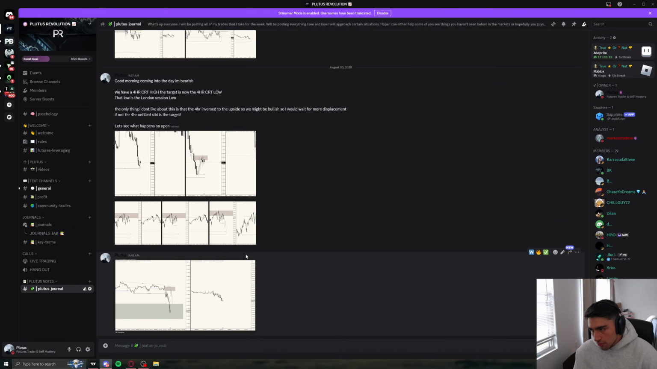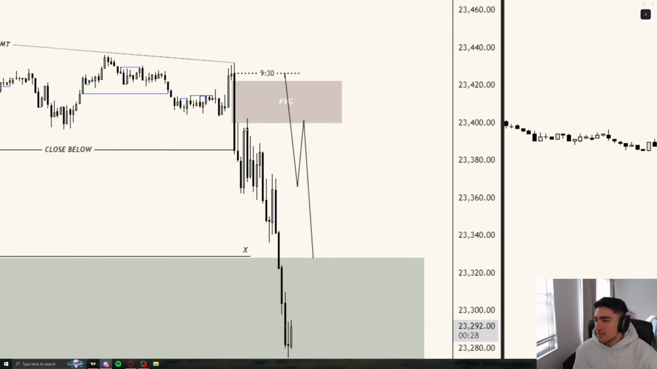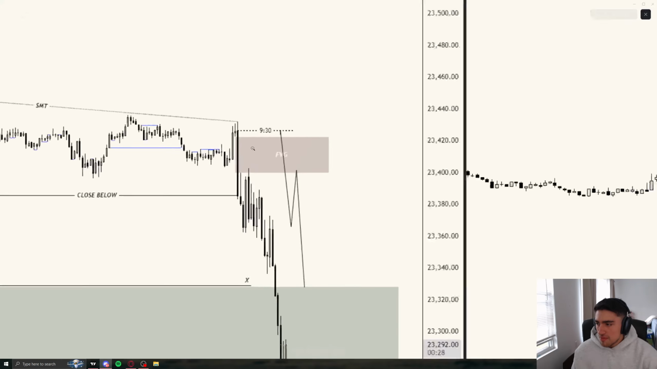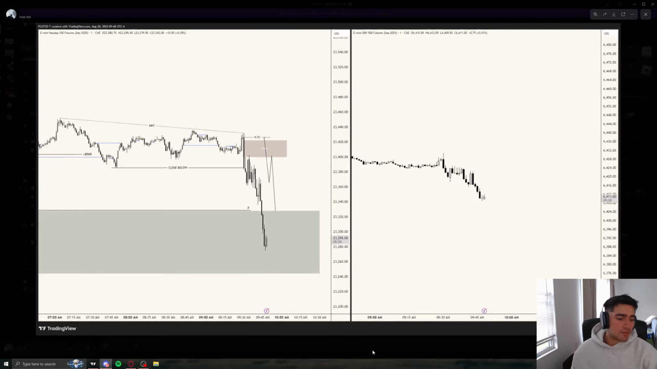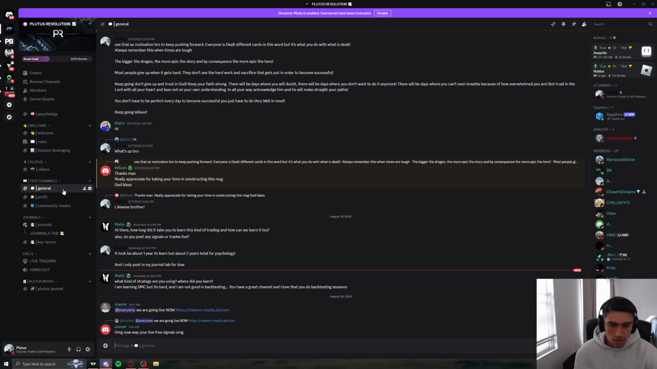But again, it's not my model. I want to see a tap back in and then an inversion back down. We created this 5-minute, so I want to see us tap into the 5-minute and then a 1-minute inversion back down. That's what I wanted to see, but I didn't get that, and that is completely fine. But it goes to show that it ends up working.